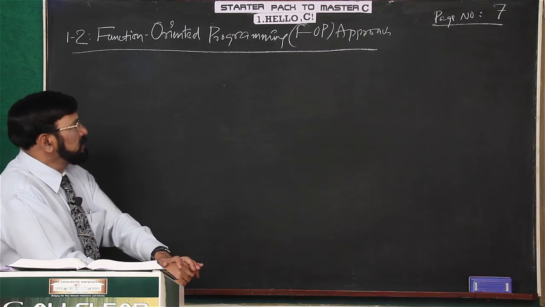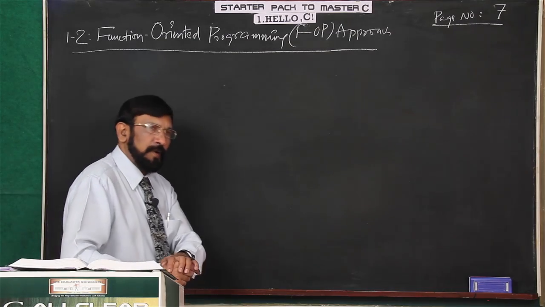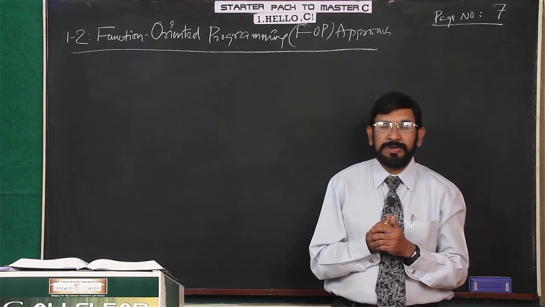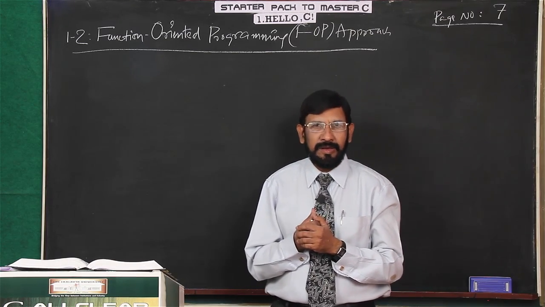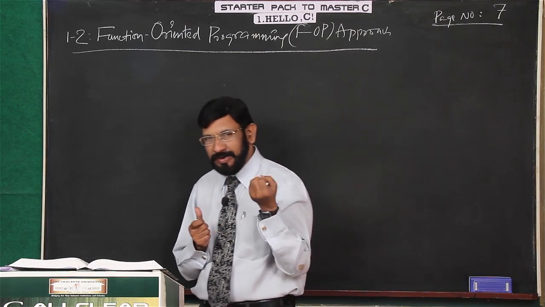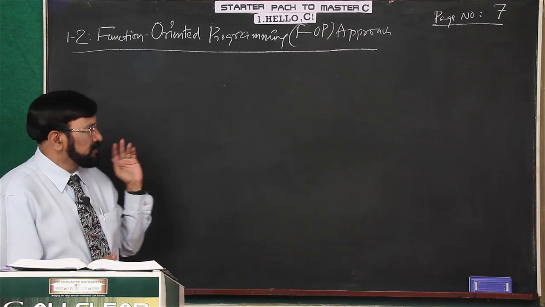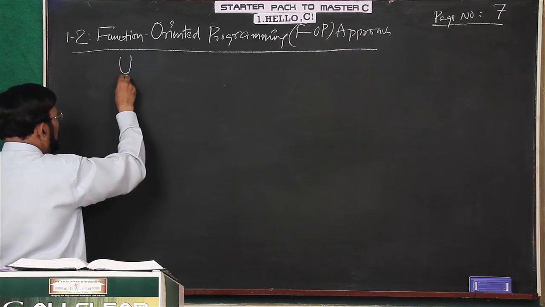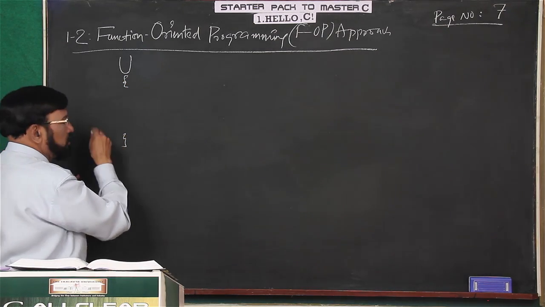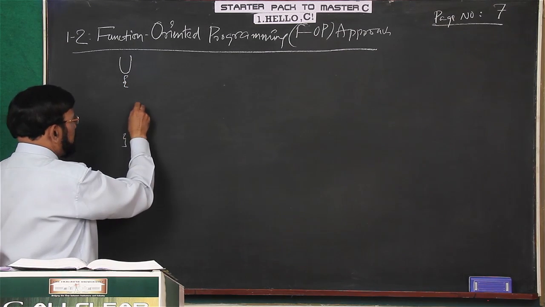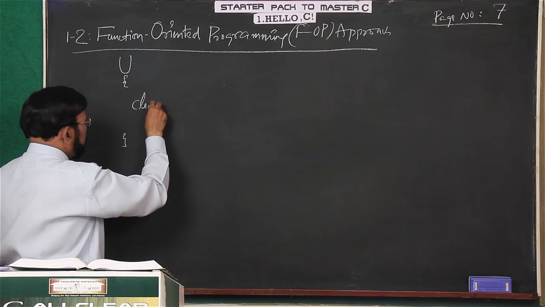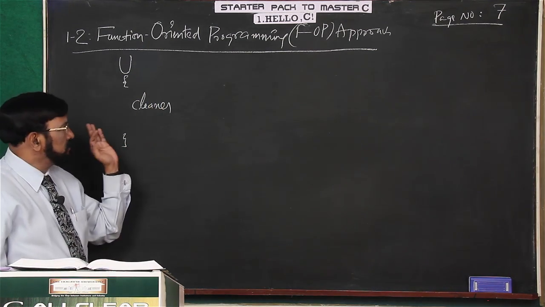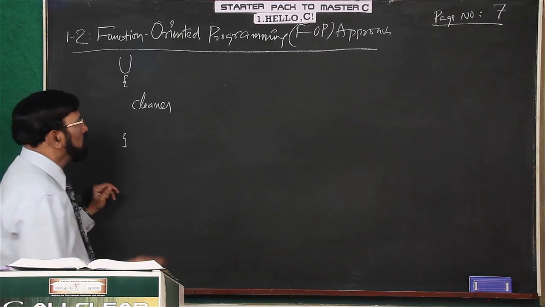So, the function oriented programming model, FOP, is what we call in real life specialist oriented programming. Just with an example, I can explain. This is you. You want to get your house cleaned. Then what do you do? You appoint a cleaner. The cleaner comes, cleans your home and goes.